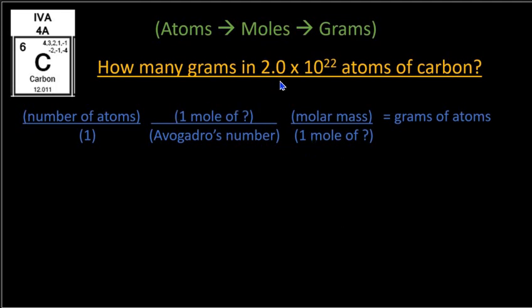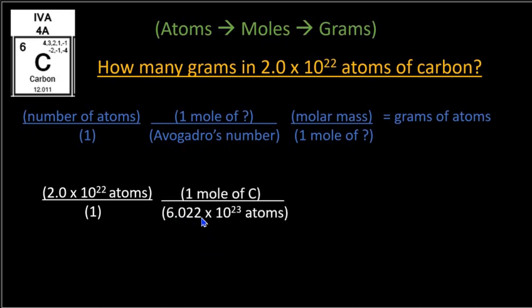Now, number of atoms, it tells us. So we put it down, we put it over 1. Avogadro's number, 6.022 times 10 to the 23rd, in this case atoms, are in 1 mole of carbon. That is the relationship, that number of atoms in a mole of anything. Okay, molar mass, remember your 12.011 per mole of carbon.